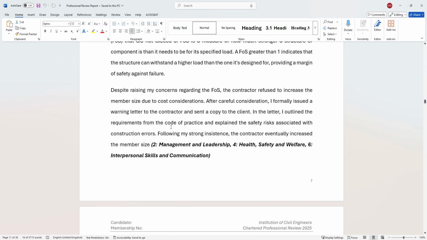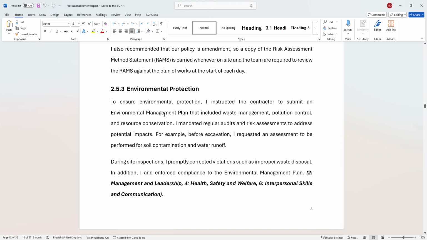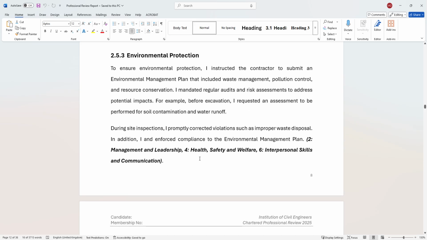Now, this report will be provided to you so you can go through it and use it to inspire you as you produce your own report. So the report continues. You have section 2.5.3, environmental protection. Obviously, this is talking about what the candidate did with respect to environmental protection. There are actually 3 attributes here: the management and leadership, health and safety, and interpersonal skills and communication.